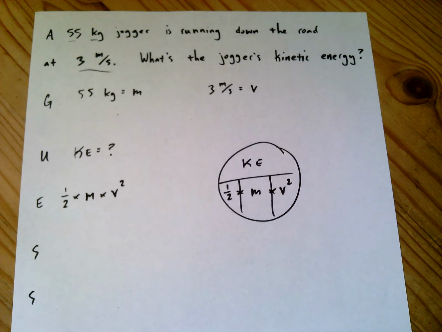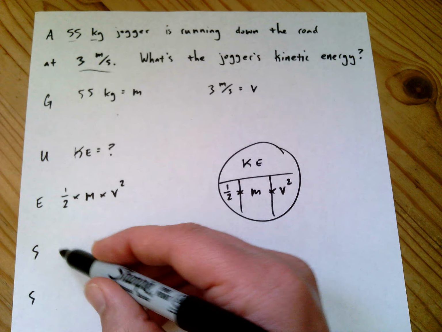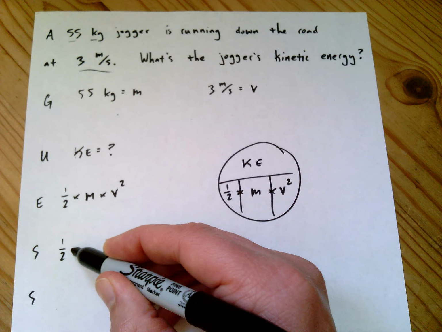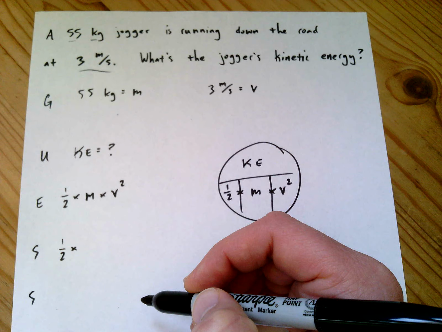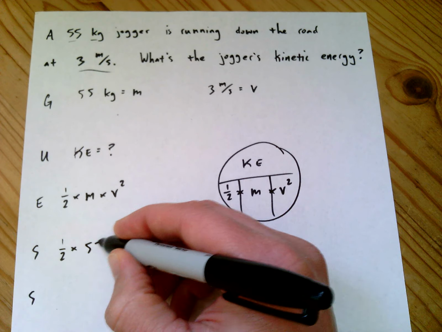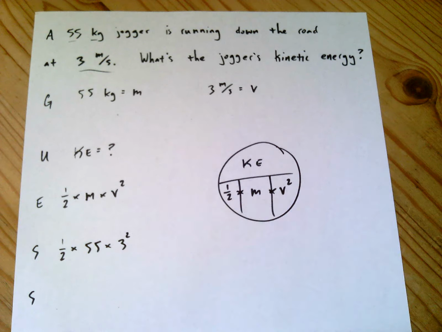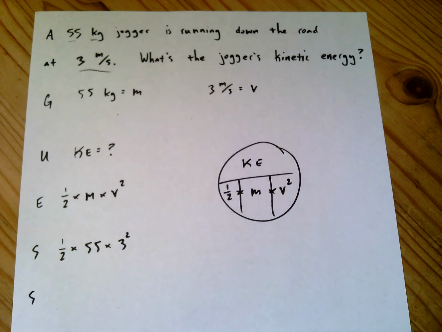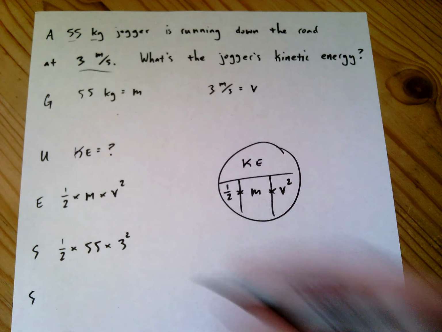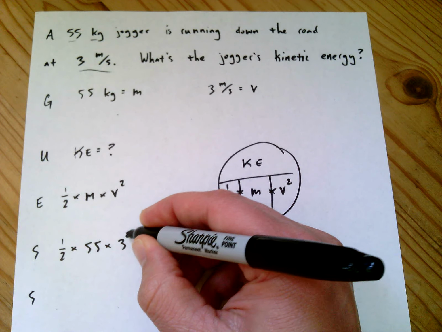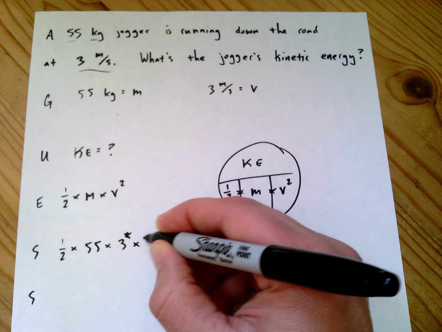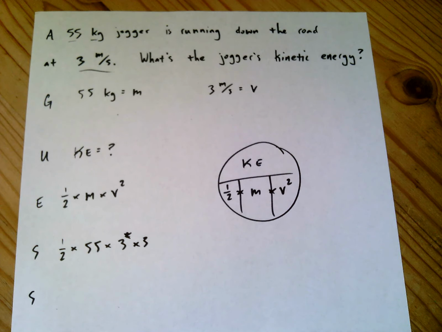For the first S, substitute, I'm just going to take my numbers from the givens and plug them into the equation. So the 1/2, I'm just going to leave that as 1/2. Mass, that's 55. And then velocity squared. My velocity is 3, and don't forget I have to square that. That just means multiply it by itself. So if you want, you could write it like that: velocity times velocity, velocity squared. Again, it's probably helpful to have a calculator.